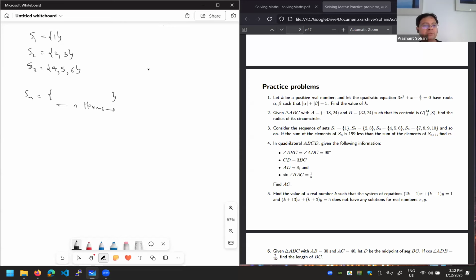Okay, and can we say what is the last term? What would be the last term of the nth bracket? Can somebody tell? n into n plus 1 by 2. Yeah, correct. Right, it is the nth triangular number, which is n into n plus 1 by 2. Okay, so if this is the last term, then what about the first term?